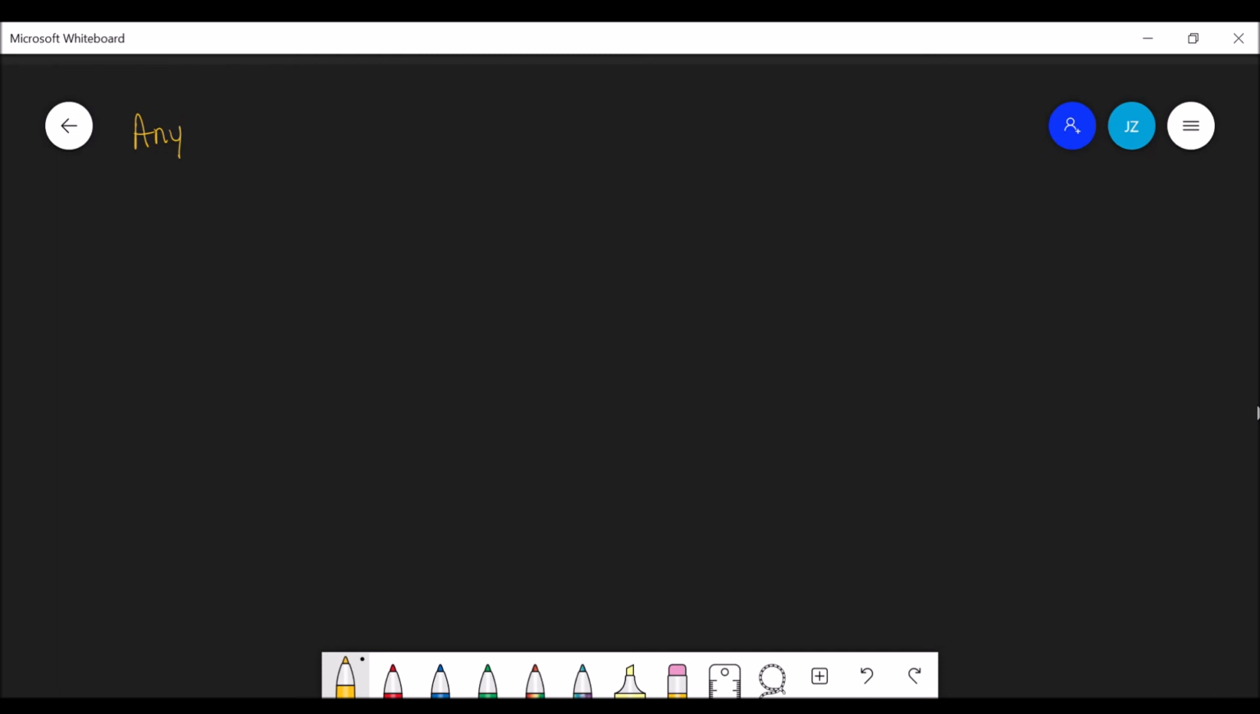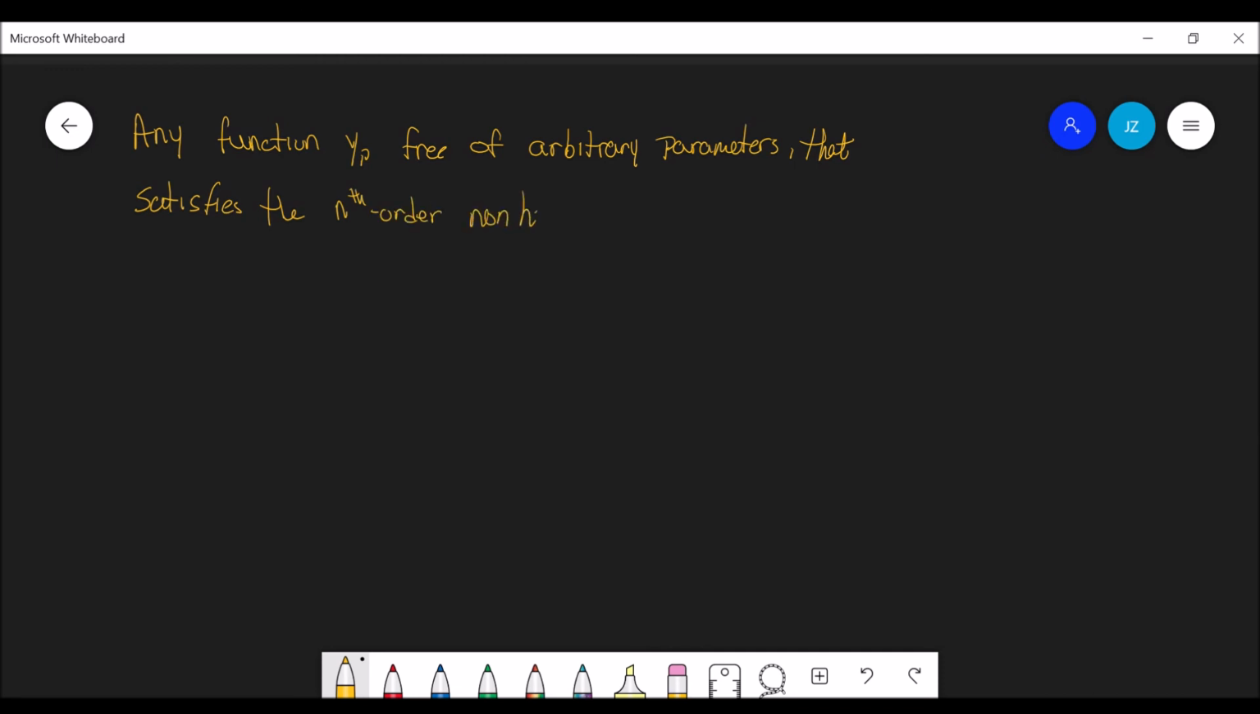So any function, let's call it y sub p, that is free of arbitrary parameters and that satisfies the nth order non-homogeneous linear differential equation is said to be a particular solution of that equation.